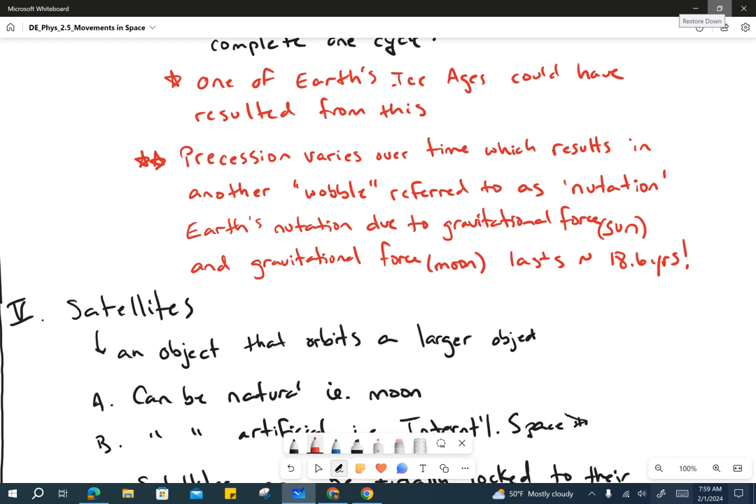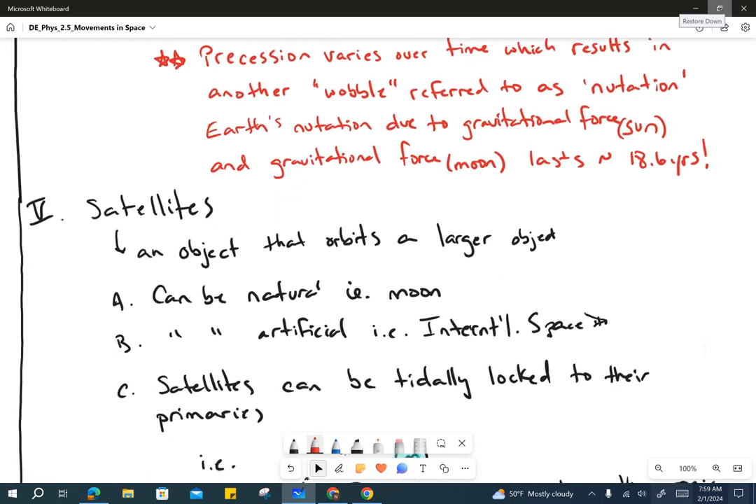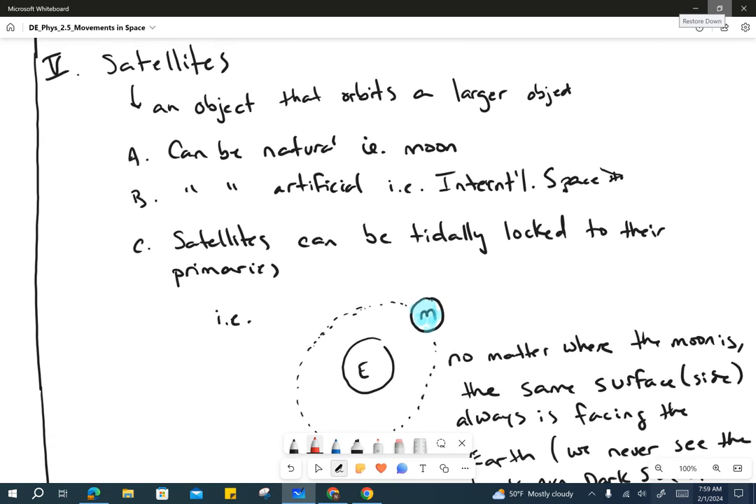Okay, and these are things I'm going to probably talk to you guys about in your smaller lectures in class. Satellites are anything that's small that orbits around a larger object. It can be natural. Things like the moon are called satellites, but humans make satellites as well, artificial.